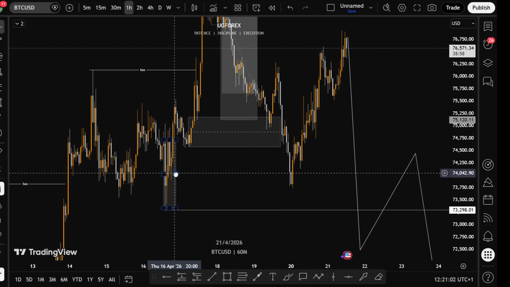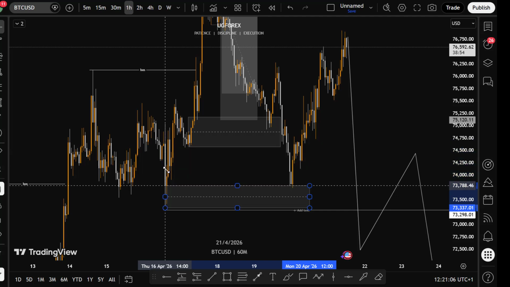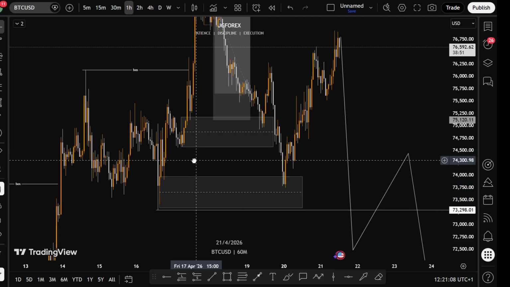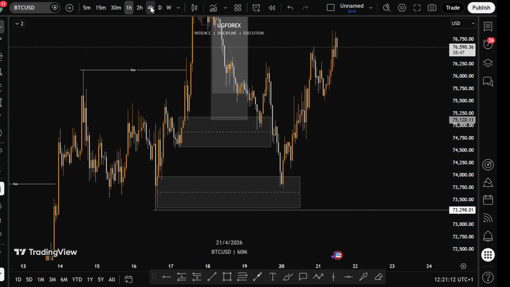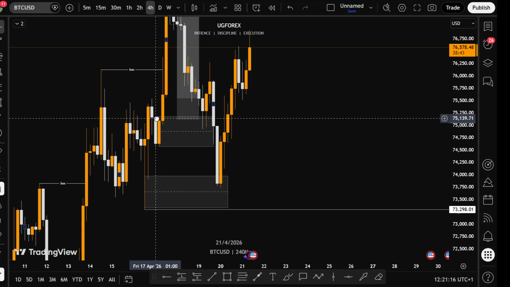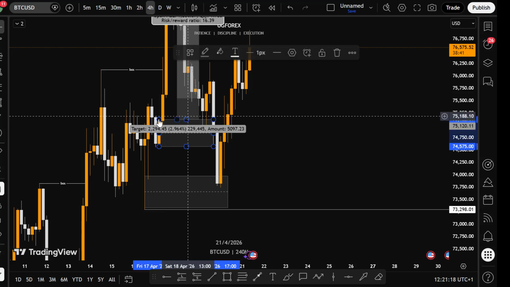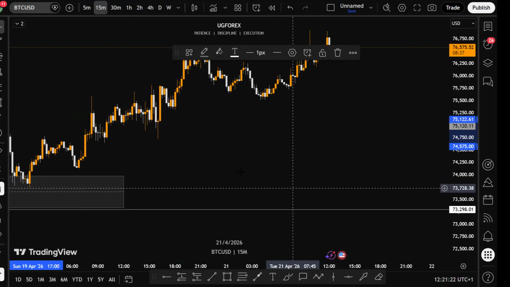Now let's look at this zone right here. Remember on the 4-hour we were expecting the market to come all the way down there. So at this point, I'm just going to delete this. Let's look at the 4-hour again. As the market got to this 4-hour zone, we will look for a trade idea to take a buy from there. So let's go to the 15 minutes. And what's the trade idea we are looking for?